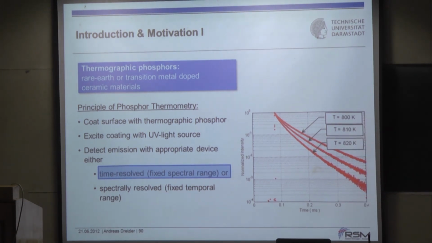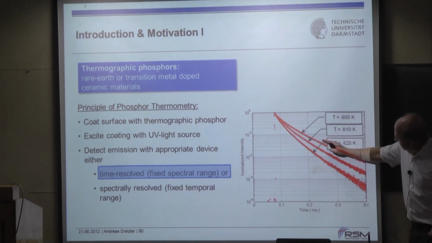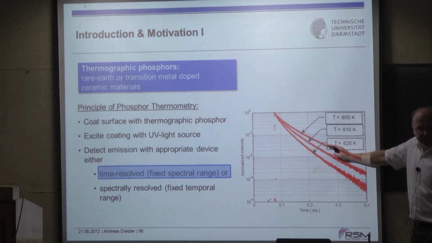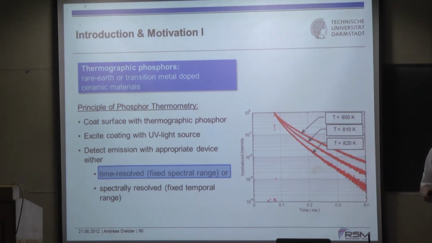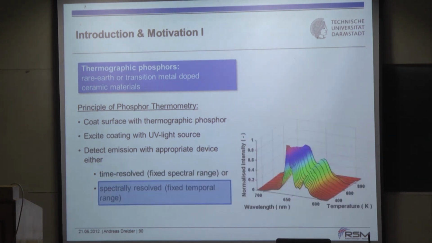It's maybe not perfectly mono-exponential. Maybe here you can assume it's mono-exponential, not here. If you now fit a curve, maybe in the later part, to that, you get a decay constant, and the idea is the decay constant directly decodes the temperature. All right? After calibration. That's one possibility. The other possibility is spectrally resolved measurements.